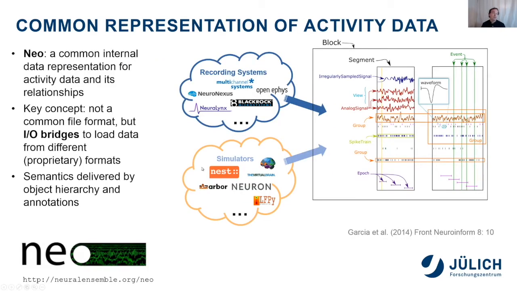For this, we use NEO, a common internal data representation for activity data and its individual relationships. The key concept here is not to have a common file format, but really I/O bridges to load data from different partially proprietary sources. In this way, we can take in data from experimental data, but also from simulated models. NEO itself is completely free from any semantics. These are completely delivered by the object hierarchy, by the structuring elements of NEO, and by annotations you can put onto the data.